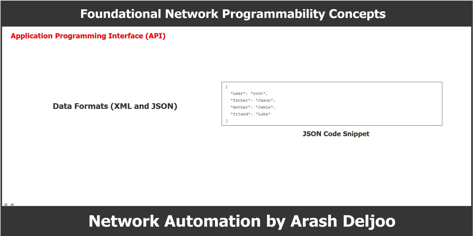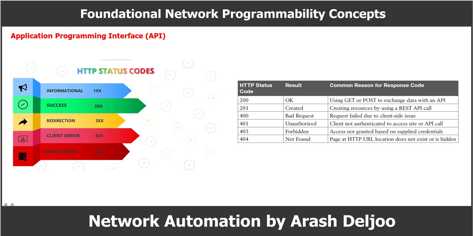In this JSON code snippet, you can see that the first key is user and the value for that key is a unique username, root. Now that the XML and JSON data formats have been explained, it is important to circle back to actually using the REST APIs and the associated responses and outcomes of doing so. First, we need to look at the HTTP response status code.